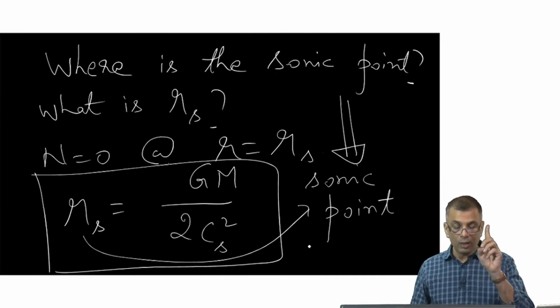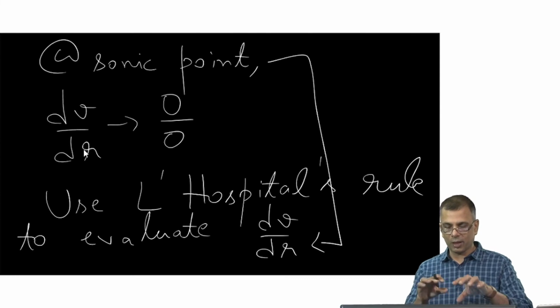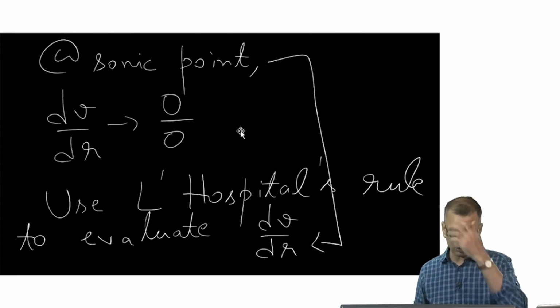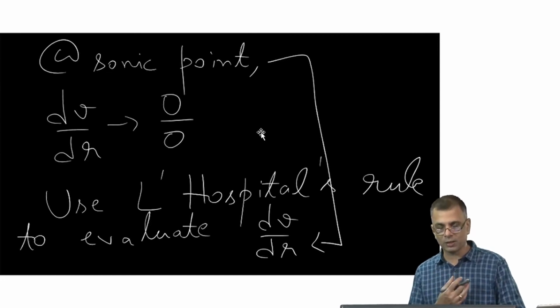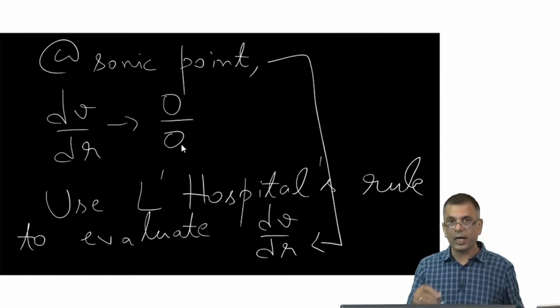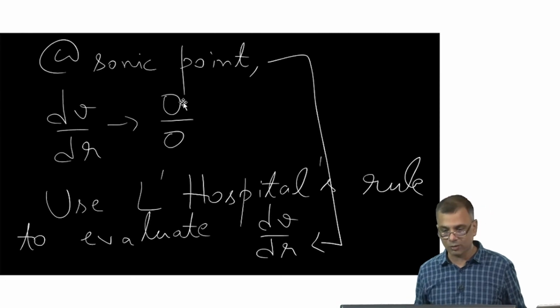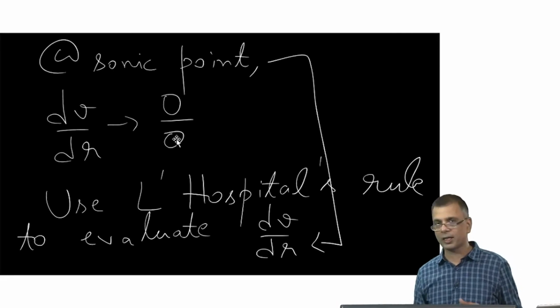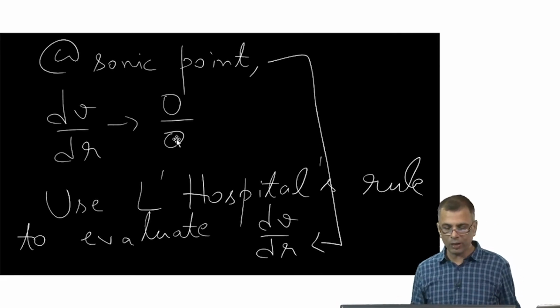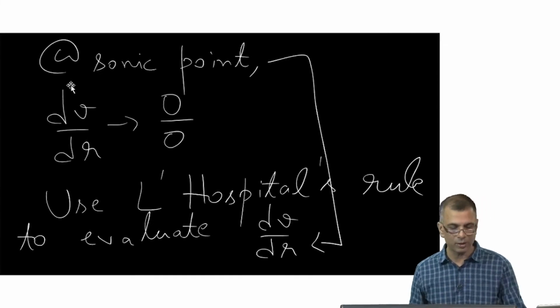Now, I forgot to put this, I should have had this slide later, but that's okay. I mean, we've discussed this. So the denominator becomes 0, and in order to ensure that the dV/dr remains well behaved, we also demanded that the numerator equal 0 at the sonic point. And now the dV/dr having a 0 over 0 kind of character is not a problem. Okay, we know how to deal with it. We use L'Hopital's rule to evaluate the dV/dr at the sonic point.